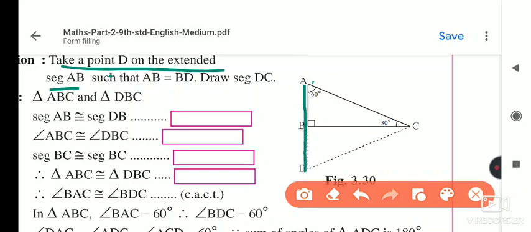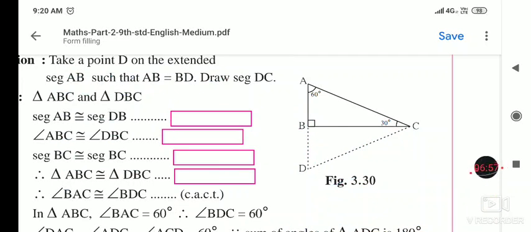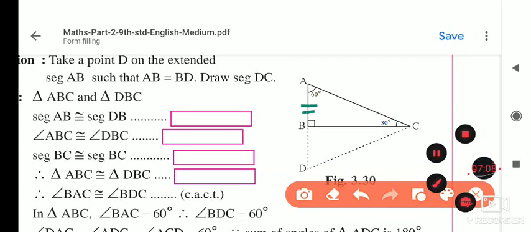How do we take it? The measure of AB is the same as the measure of BD. In that way we take point D and join DC. That is our construction. We extend AB and take point D on it such that AB is equal to BD, and we join DC.